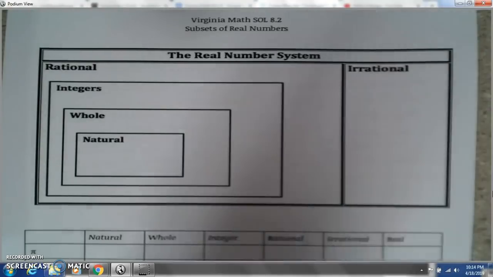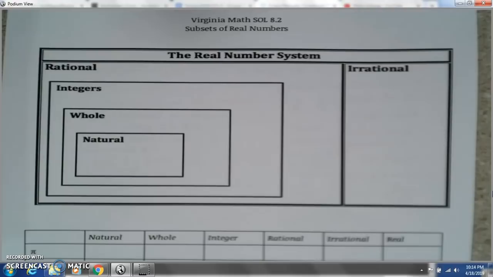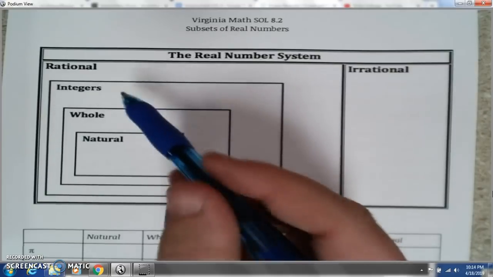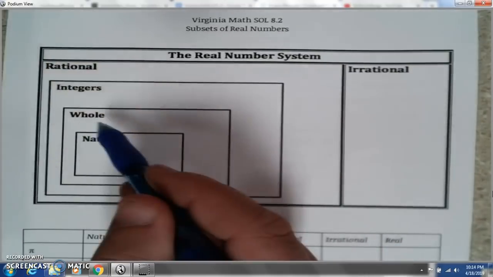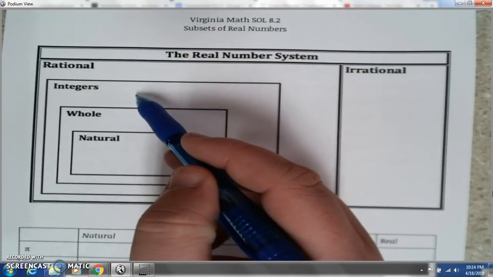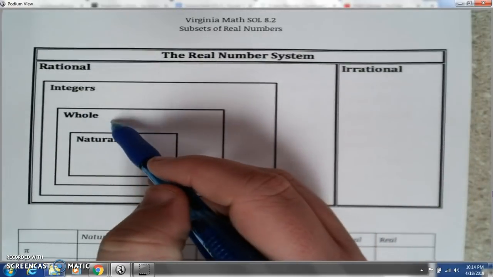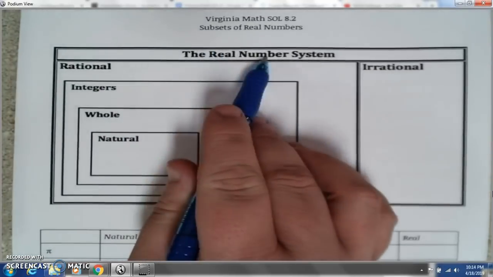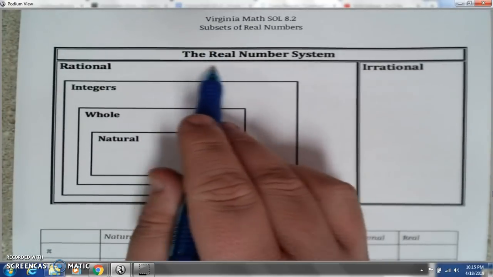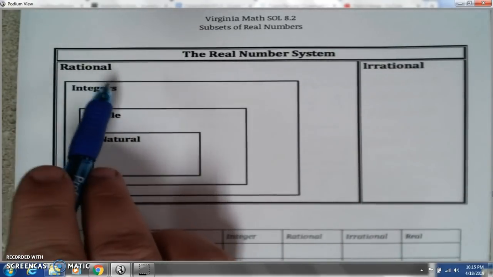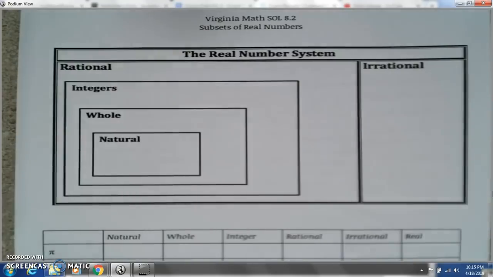Okay, we're going to be looking at Virginia Math SOL 8.2, subsets of real numbers. The word subset means it's below, okay? Like subway is below the ground, submarine is under the water. A subset are these number classifications that are below the one above it. So all numbers that you encounter are real numbers, okay? But there's more specific labels for a number.